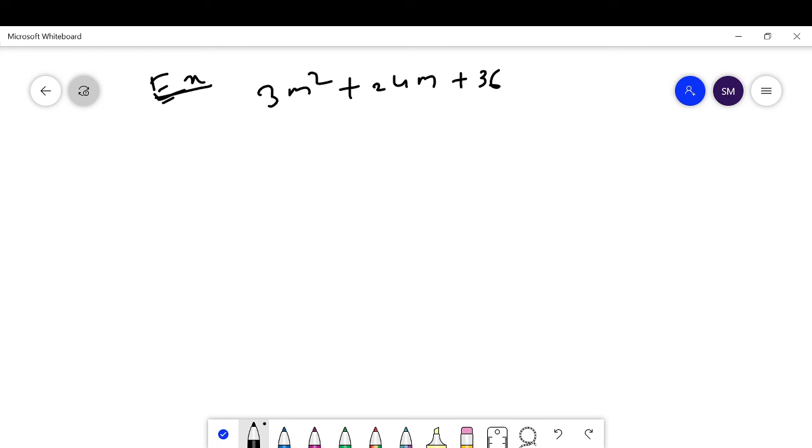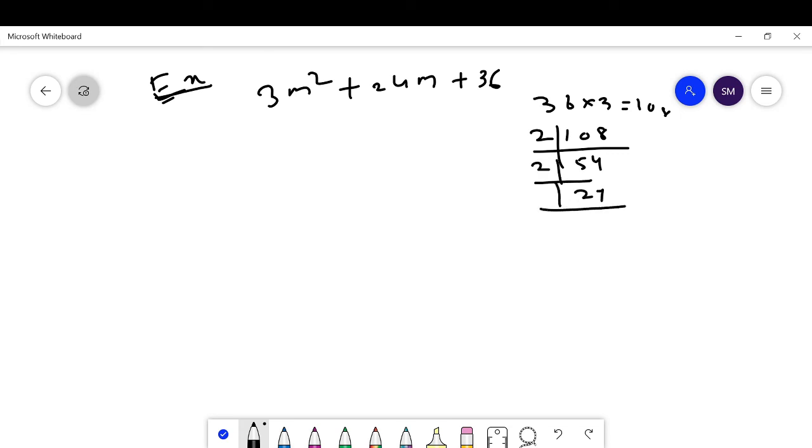Here you have to split 24 into 2 parts such that their product should be 36 into 3. 36 into 3 is equal to 108. Prime factorize 108 in such a way that their sum should be 24 and their product should be 108. Then this is 54, this is 2, 27, then 3, then 9 and 3. Then you have to split 24 into 2 parts. Here 3 3s are 9, 9 2s are 18, 3 2s are 6.